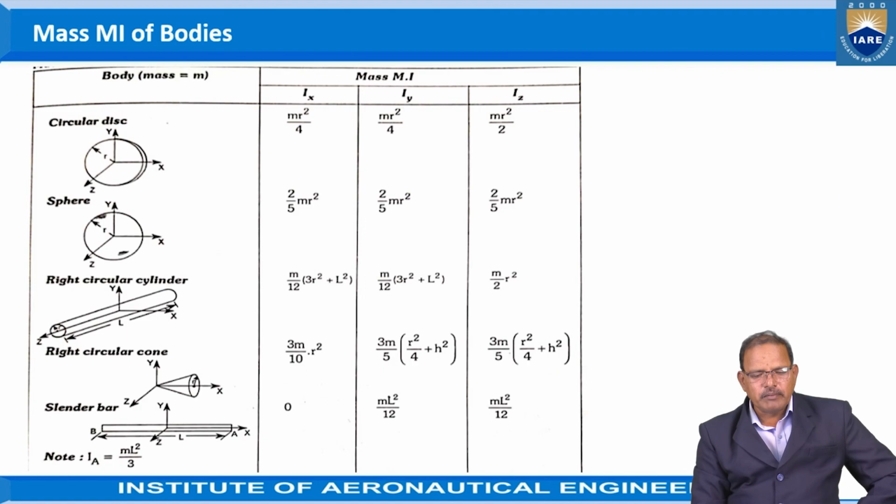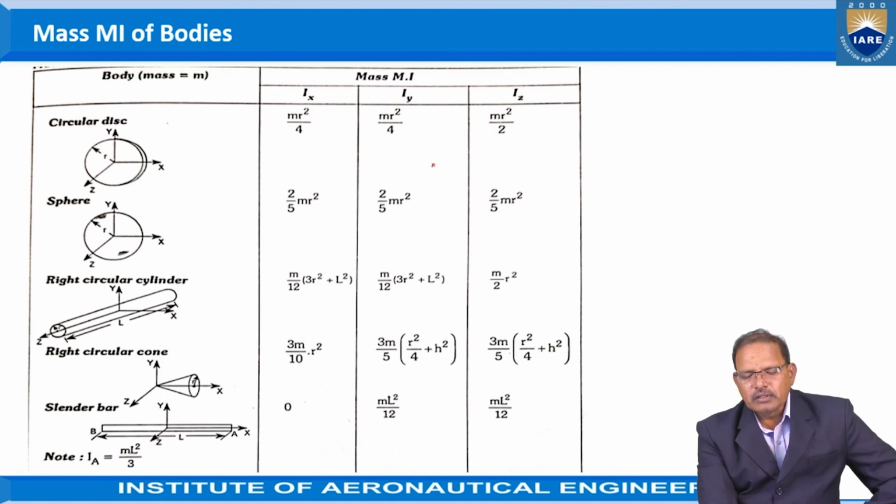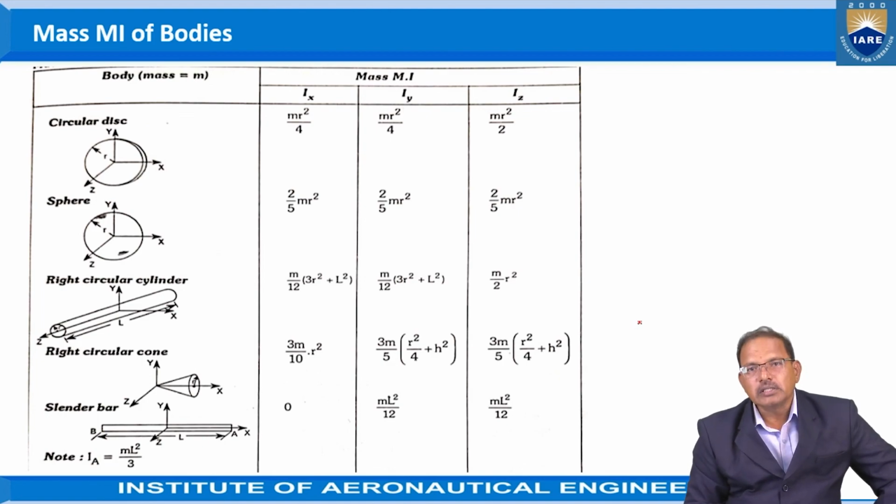These are some of the fundamentals of mass moment of inertia of regular objects. For the circular disk, as already told, Ix is equal to m r square by 4 and Iy is equal to m r square by 4, and Iz is equal to Ix plus Iy, both are equal, hence it is equal to m r square by 2. For the sphere, since it is symmetrical about the x-axis, y-axis and z-axis, it is equal to 2 by 5 m r square. These are the important terms you have to note down for solving certain problems.